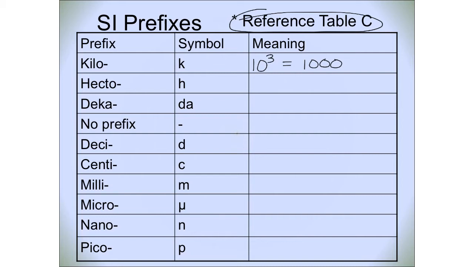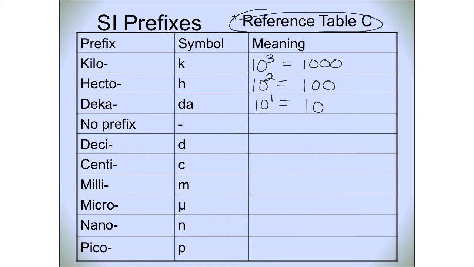Hecto is not on your reference table, so you won't be tested on hecto, but you could have some homework questions on it. That is 10 to the second, so that has a factor of 100. So a hectogram would be 100 grams. A hectometer would be 100 meters. Deca is 10 to the first or 10. That's an easy one to remember because decade is 10 years.